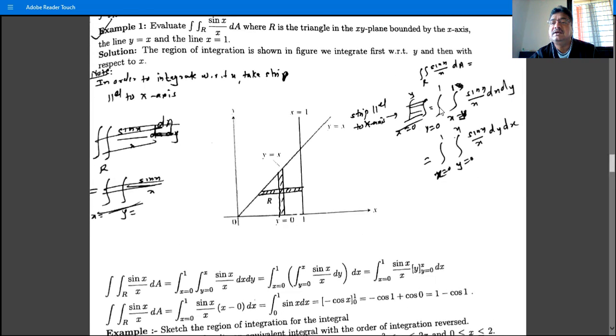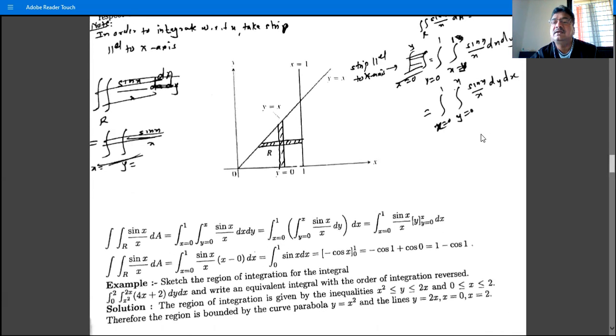This is the integration with respect to x first. So y runs from 0 to 1, x runs from y to 1. And in order to integrate with respect to y first, these are the limits. y runs from 0 to x and x runs from 0 to 1. Okay. So this is the change of integration.